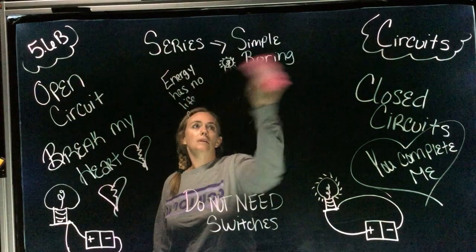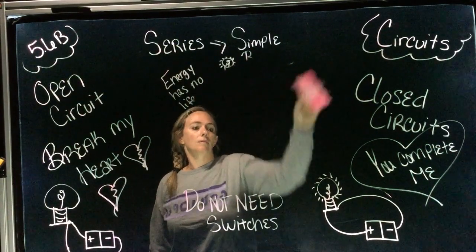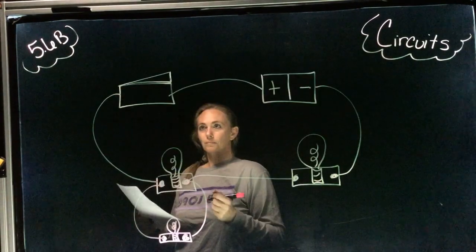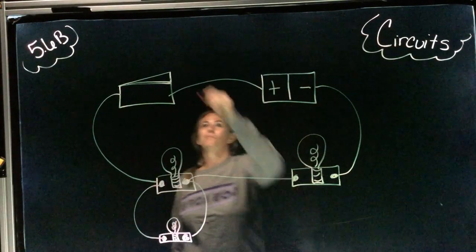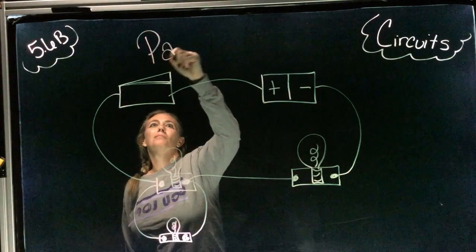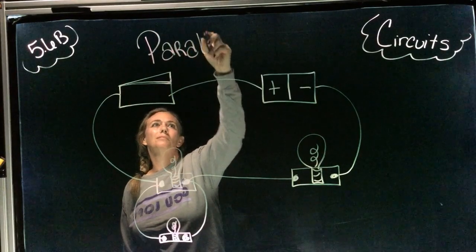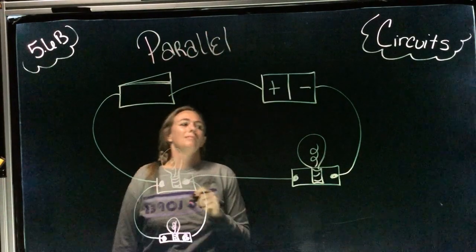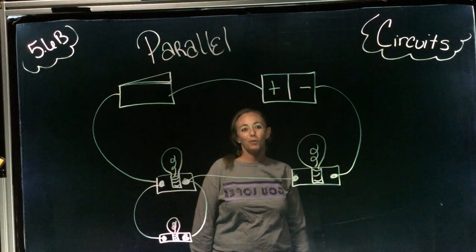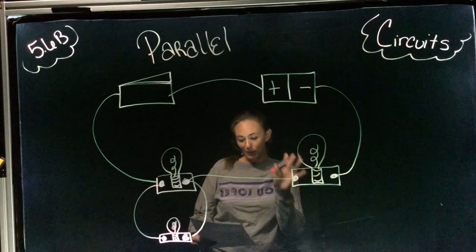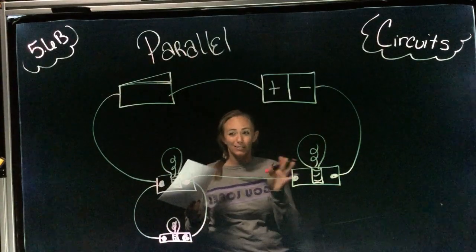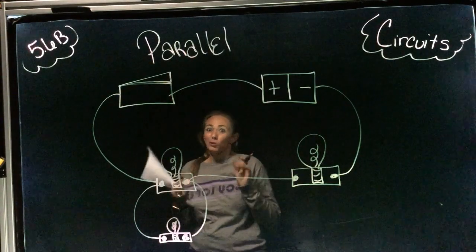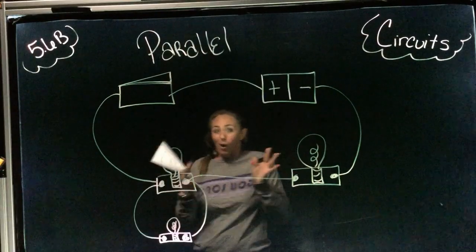So, let me get rid of all this. Alright. Parallel. This is a parallel circuit. You know why? Because this joker's got choices in life, okay? He gets to get those Y intersections in life, the one where it's like, oh, should I go here? Should I go there?